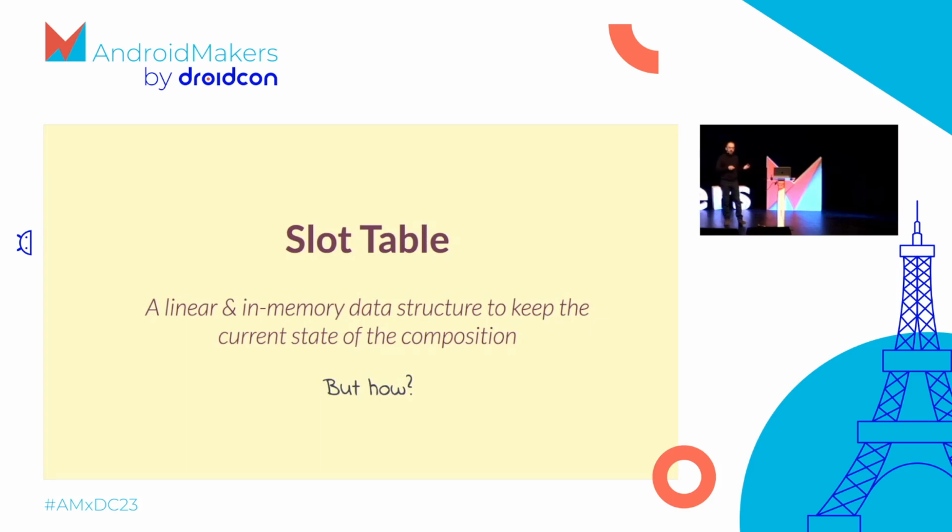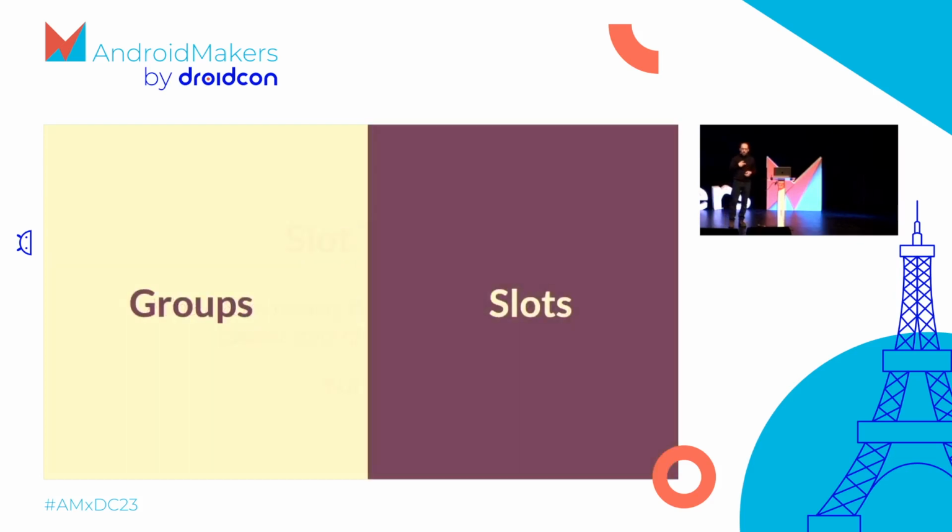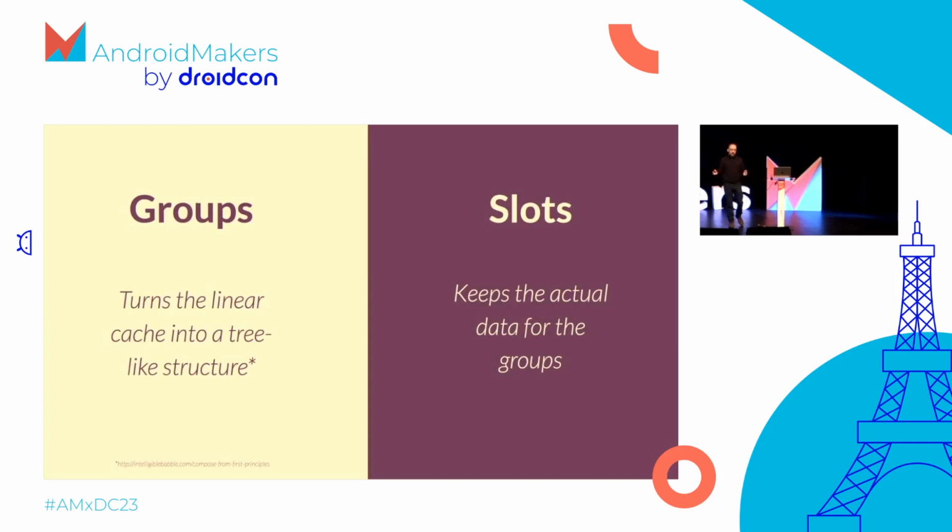But how does the slot table actually work? It works with the help of 2 things. The first is groups, and the other is slots. Groups turn the linear structure into a tree-like data structure. For instance, you have a composable A that has been called from composable B, which has also been called from composable C. That means you have a linear structure like CBA, right? Groups turn this into a tree-like structure so that Compose can understand that A's parent is B, and B's parent is C. It's basically keeping the metadata for your composable, like whose parent is what, inside something called groups.